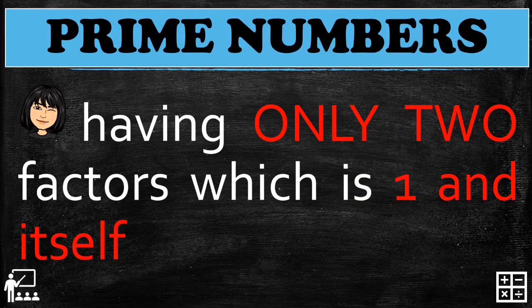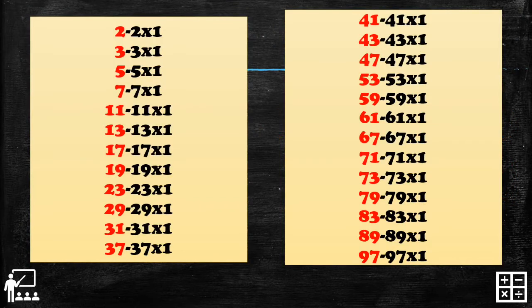Prime numbers have only 2 factors, which are 1 and itself. I have here the example, the 25 samples of prime numbers and their factors. So let's try 11. 11 has 2 factors, which are 11 and 1. So 1 and itself. Another is 37. So 37 multiplied by 1. And 61. So 61 and 1 to get 61. So prime numbers have only 2 factors, which are 1 and itself.